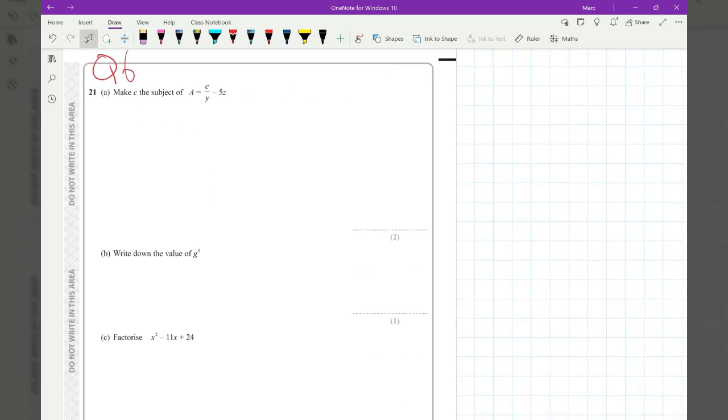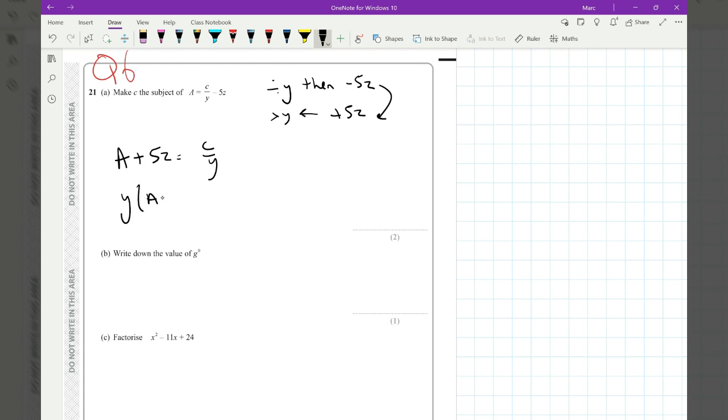Okay, question 21. Make C the subject. So if we were to just talk about what's happening to C, it's being divided by Y and then having 5Z taken away. So we just do the reverse and the opposite. We're going to add 5Z and then we're going to multiply by Y, and we have to do this to both sides. So A plus 5Z is equal to C over Y, and then we multiply by Y. I'm going to be lazy, and I'm just going to put that in a bracket, equal to C.